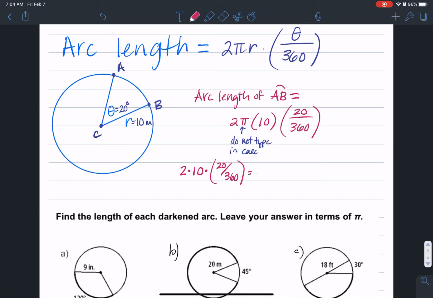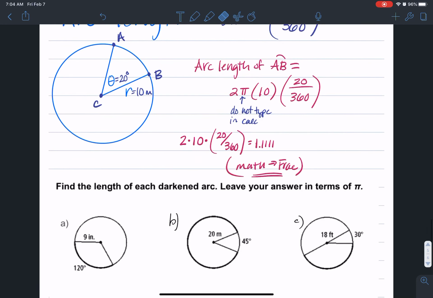Here's what you're going to get. This is what I don't want: 1.11111 repeating. So remember our math, math enter, enter. Convert it to a fraction. That's going to convert to 10 over 9. And then you still have to have that pi in your final answer, otherwise it's wrong. So just go ahead and add it to the numerator. And then our units are in meters.